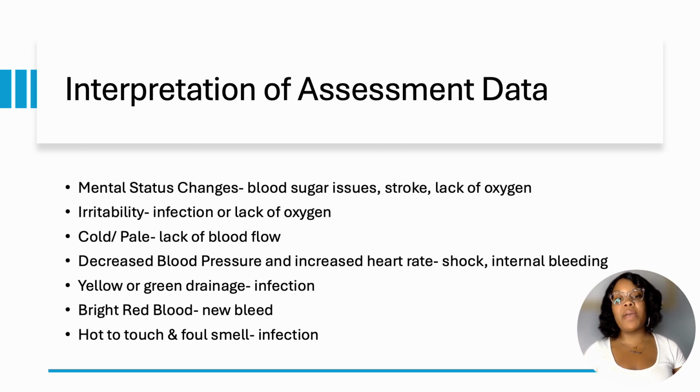If you see that the patient's limb is cold or pale, that's an indication of possible lack of blood flow. If a patient has decreased blood pressure and increased heart rate, that could mean they're in hypovolemic shock, or that the patient has some internal bleeding going on. Yellow or green drainage, infection. Bright red blood, that is a new bleed. If something is hot to touch, and if you smell a foul odor, that is infection. These are just the little takeaways that I've gathered throughout my nursing career. This is not the be-all and end-all, but it is so important to get a baseline assessment done as soon as possible.